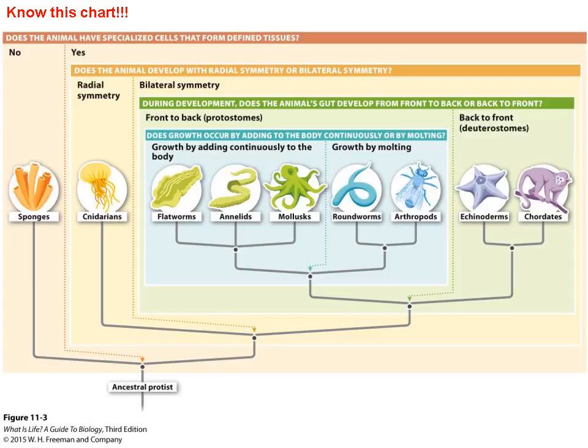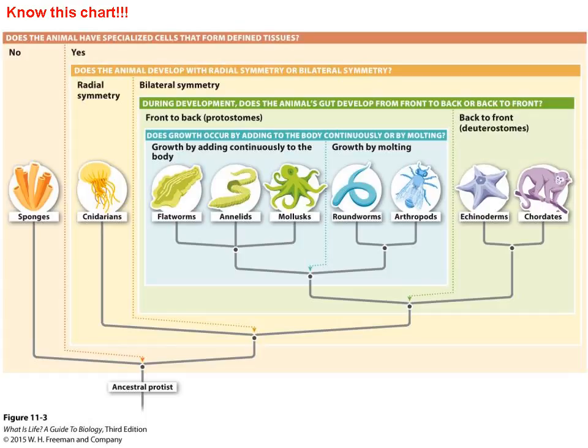In deuterostomes, the gut develops from back to front, so the anus is the first opening to form, and the second is the mouth. Alright, so protostomes include a lot of groups. We've got flatworms, annelids, which are segmented worms, mollusks, more roundworms, and then arthropods. Whereas deuterostomes include chordates, which means there's a spinal cord, versus echinoderms. We'll talk about that next.